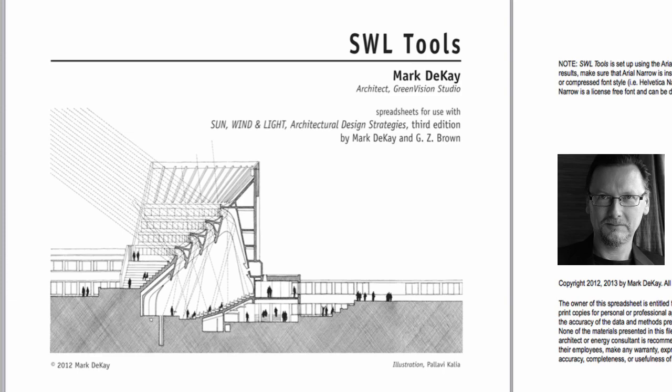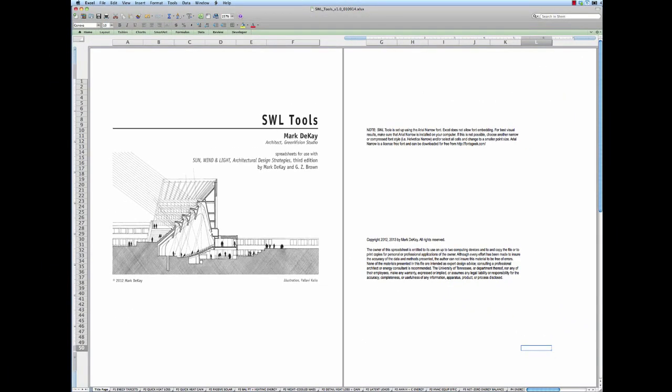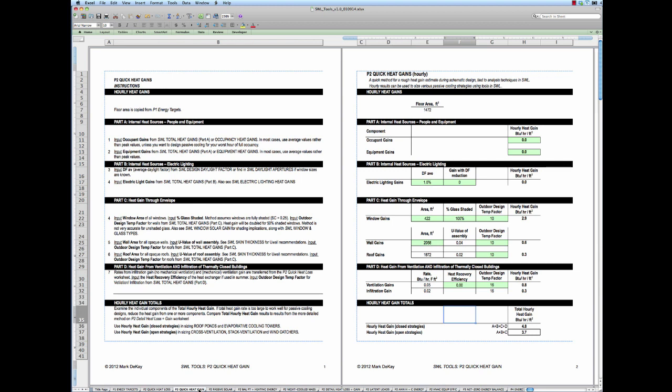So open your SWL Tools and click on the P2 Quick Heat Gain tab at the bottom. Even though this is the quick heat gain method, it is still a little more complex than the quick heat loss approach that we just completed. Nevertheless, it's designed to get you a fairly accurate preliminary picture of heat gain rates so that you can design passive cooling strategies for your building.